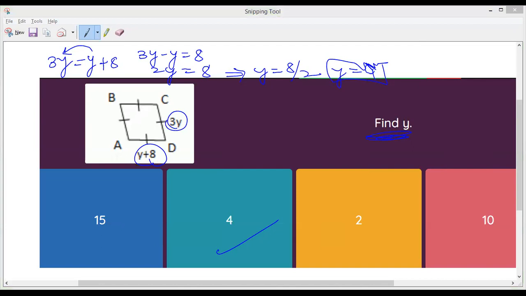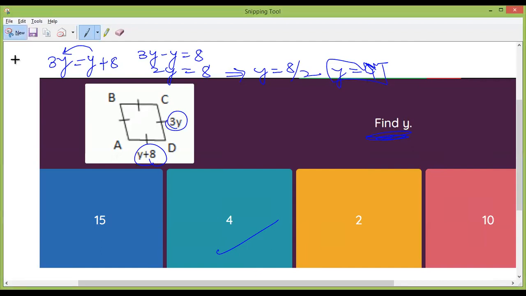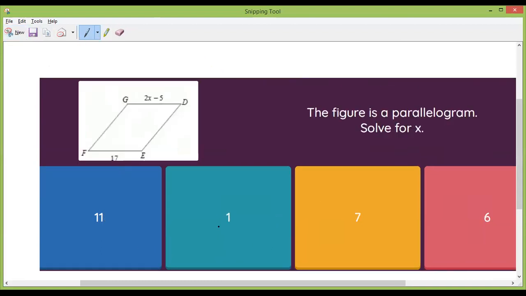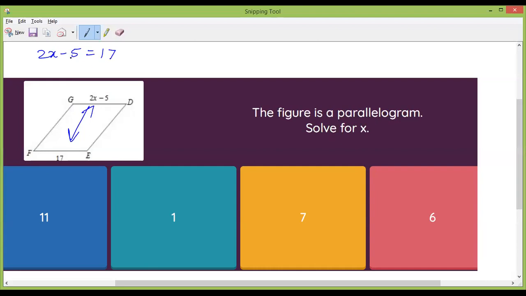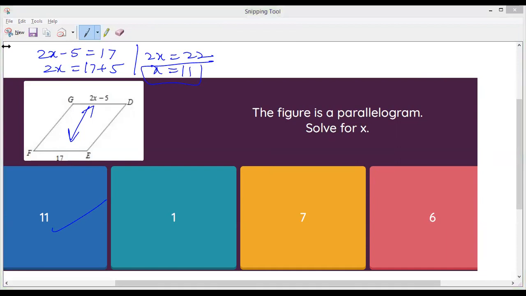Let me pull up the next question. Here we go. In this figure, it's a parallelogram again, and we are asked to find the value of x. So how do we do that? We know that the opposite sides are equal. Therefore, what will be the equation? 2x minus 5 equals 17. And then we have to solve for x. So this will be 2x equals 17 plus 5. That means 2x equals 22 and x equals 11. So that's how we solve it. x equals 11. Two more questions.